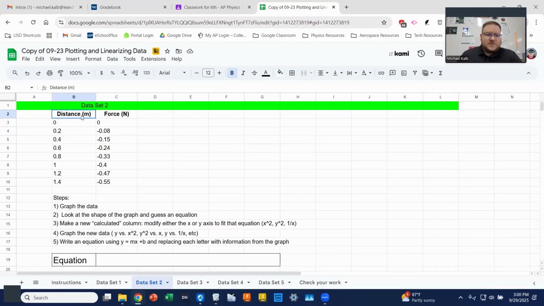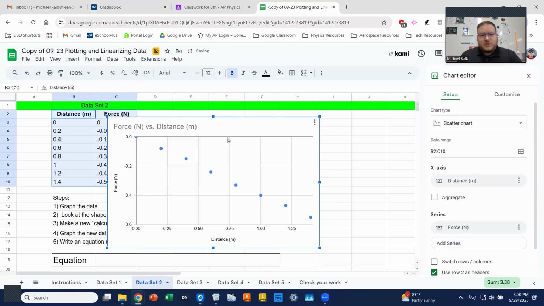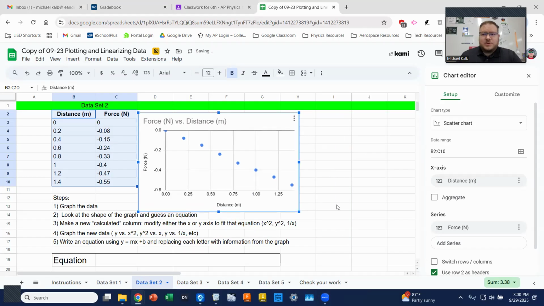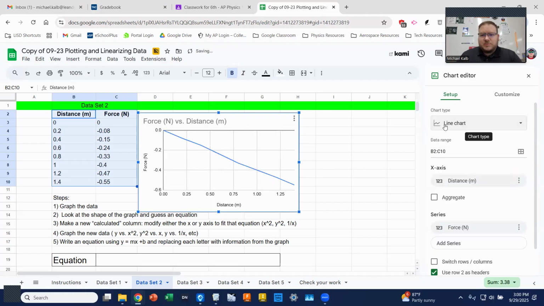So distance versus force, highlight these, insert, chart. That one's already linear. I'm going to move that over, make it a little bit smaller. There we go. All right, it's a scatter chart, which is what we want. We don't do a line chart. We don't play connect the dots. We do a scatter and instead do a best fit line.